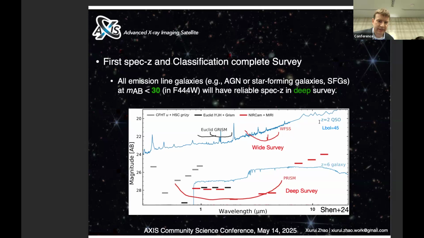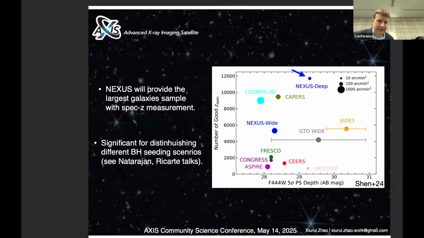In the deep survey, the central 50 square arcminutes, we will have a 30 magnitude threshold, so all the sources above 30 magnitude will have spectroscopy. The deep survey is here. We also have a Euclid deep field centered at this NEXUS field, so we will also have optical spectroscopy from Euclid. NEXUS will provide currently the largest galaxy sample with spectroscopic redshift measurements.